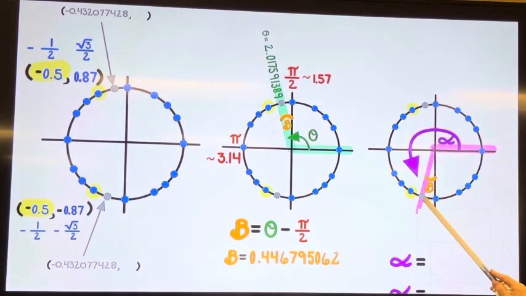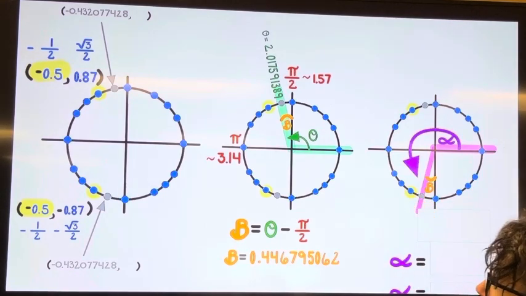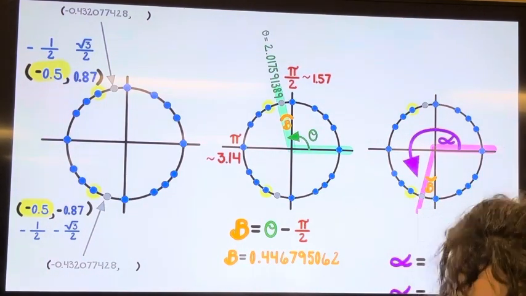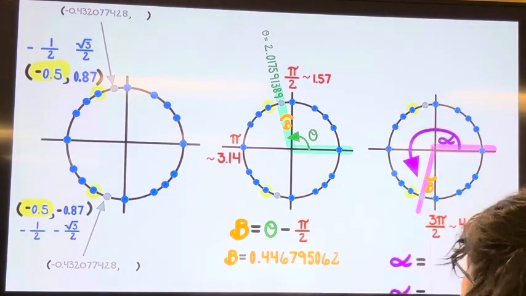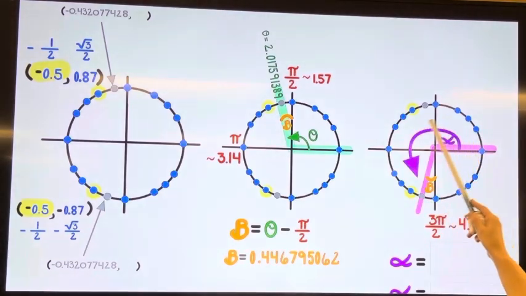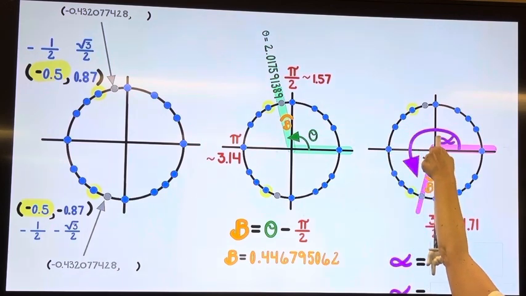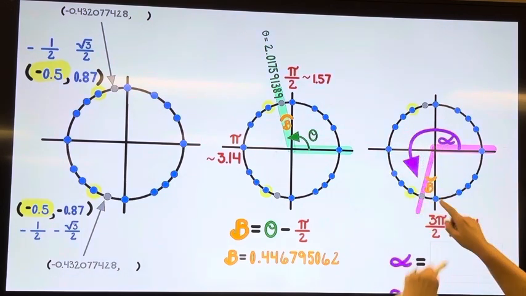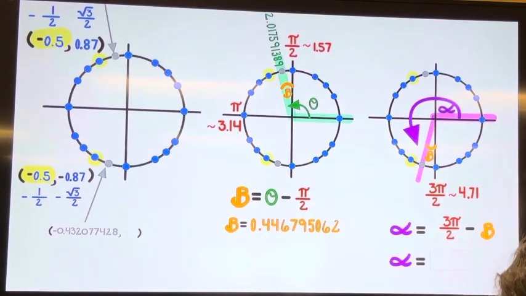Okay, so now I know that little angle measure, so I'm going to use that to figure out what it is to get all the way around to this other point that has an x coordinate of negative 0.04. Okay, so let's do that. If all the way to here is 3 pi over 2, I just need to subtract that little bit from it. So I'm going to take 3 pi over 2 minus this big long decimal here, and I find out that alpha is this angle here.